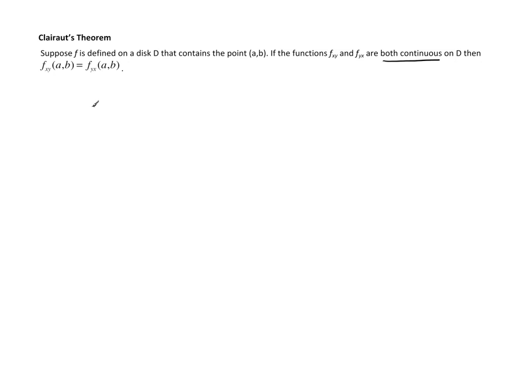So what we saw in the previous example, where we found this to be true, was because we have these necessary conditions. Now in the previous example, we had f(x, y) equal to x e^(yx). Notice this is continuous everywhere.